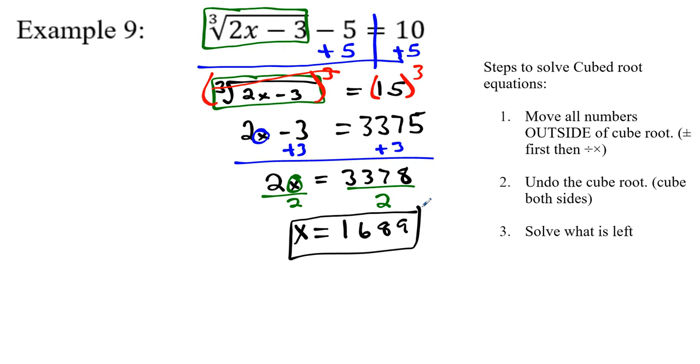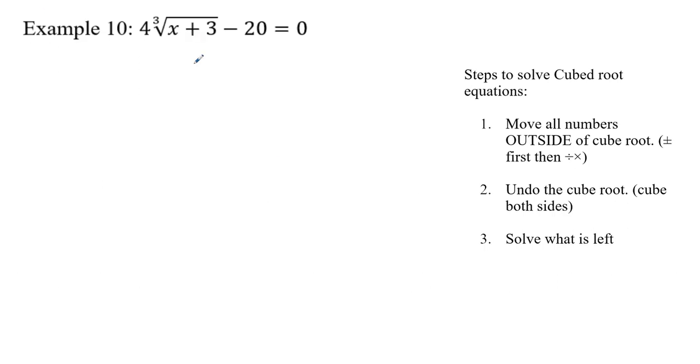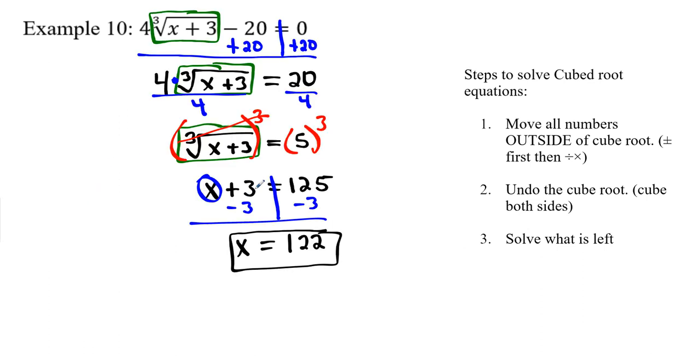Awesome possum. Now the last one is yours to do, number 10. So go ahead and pause the video and try it out, please. Pause. So the final answer for number 10 is x equals 122. So again, we had to first isolate the cube root, this time by first adding 20 to both sides. Then we need to divide both sides by 4 to get the cube root of x plus 3 by itself. Once it was by itself, we cubed both sides, got x plus 3 equals 125, minus the 3 over, and got our answer of x equals 122.